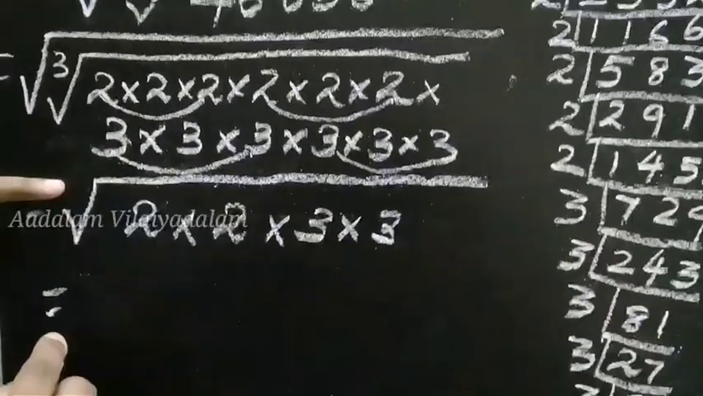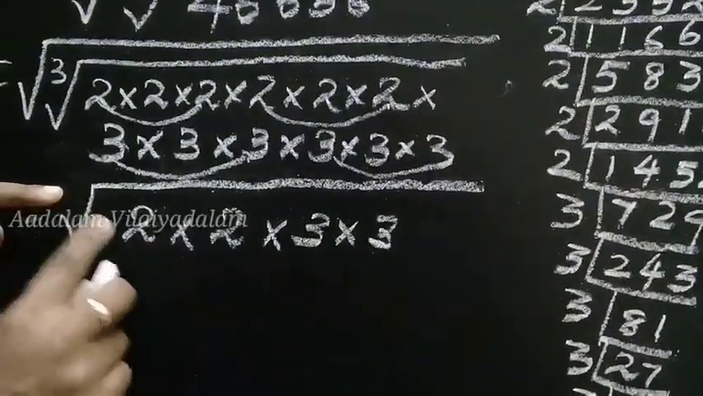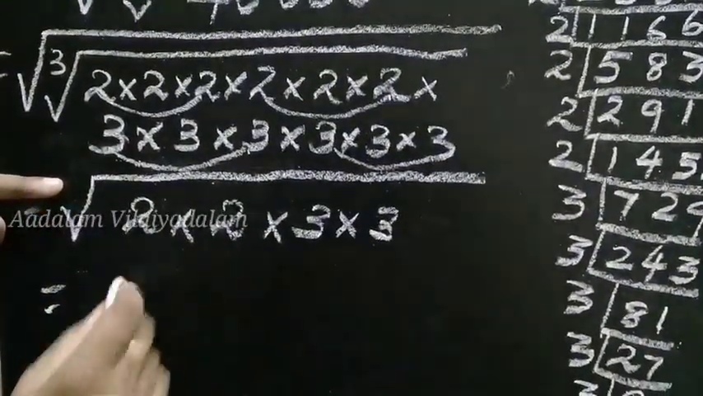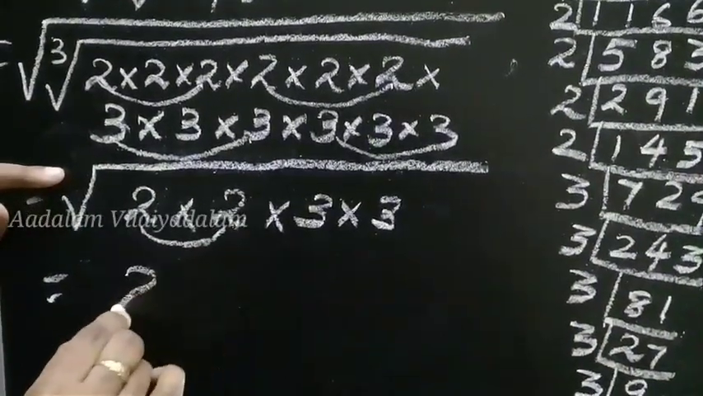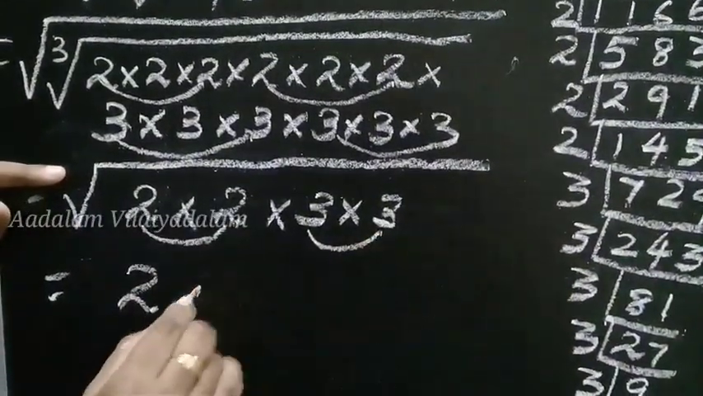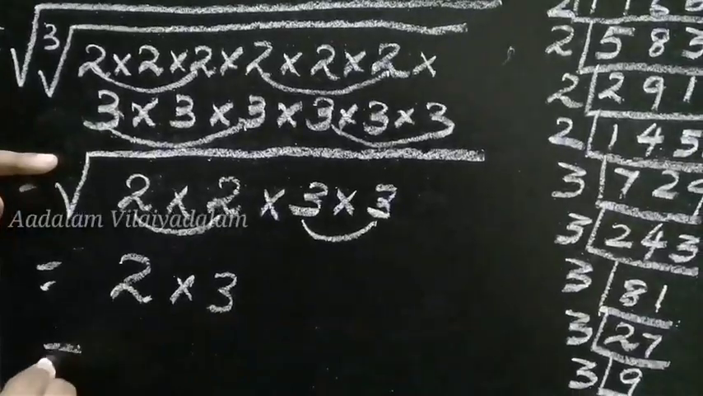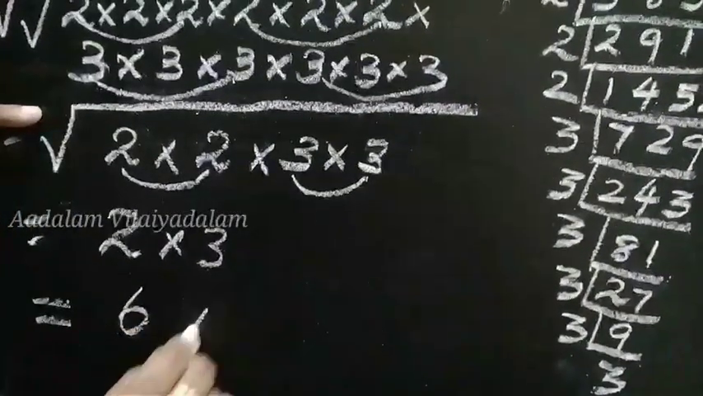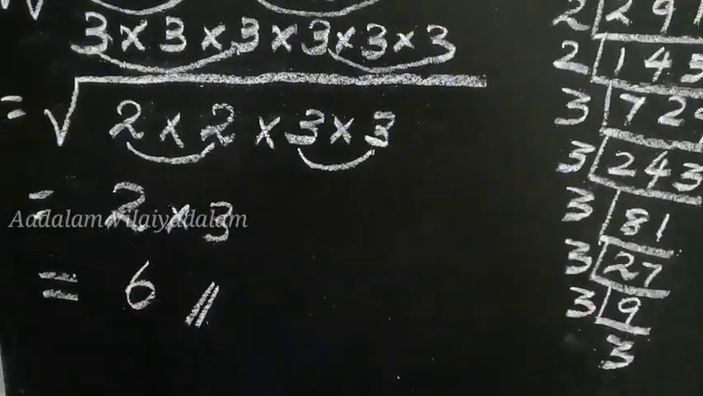Now find the square root value. Square root means what is the meaning? From each pair of numbers, take one number. The pair of 2s, take 1 2. The pair of 3s, take 1 3. So the final answer is 2 3s are 6. So this is the answer.